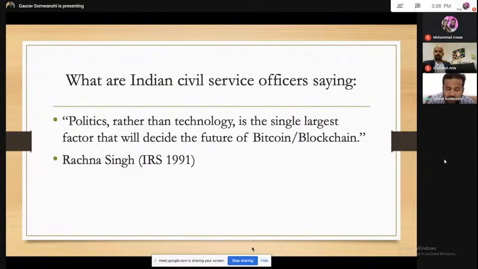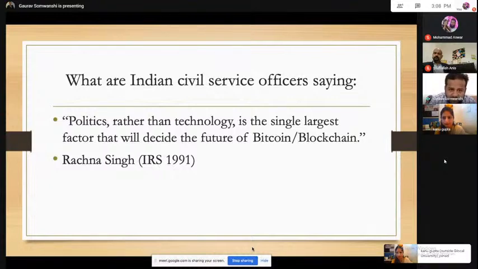Rachna Singh is also the author of a very brilliant book titled The Bitcoin Saga. You can order it online or get it anywhere. It's a really nice book. She says that politics rather than technology is the largest single factor that will decide the future of Bitcoin and blockchain. So that's why it is very important for us to understand, so that we don't remain only passive recipients of whatever decisions are being handed down.